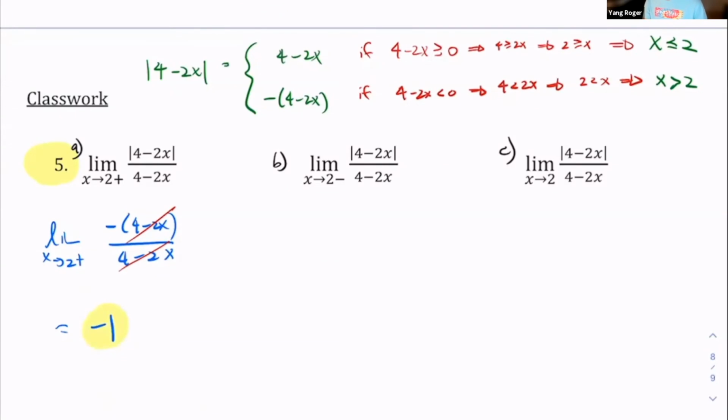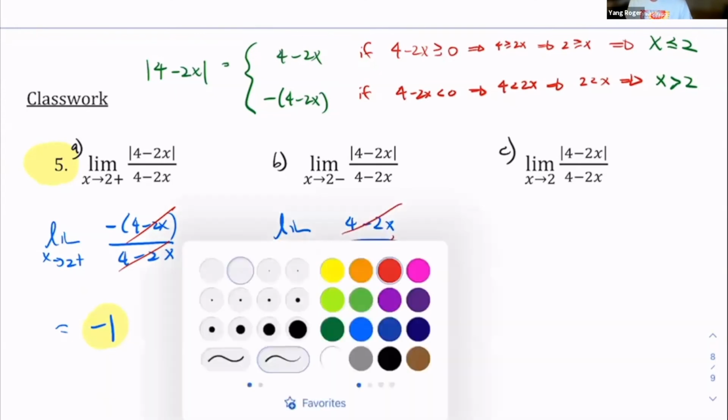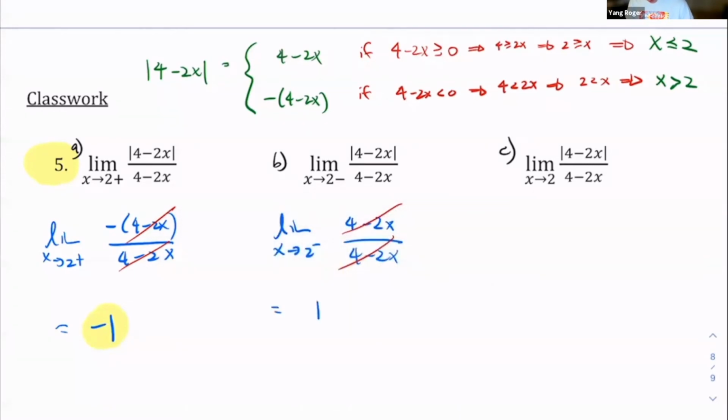All right, let's do the next one. What's the limit as you approach 2 from the negative side? Approaching 2 from the negative side means we're going to use this top one, values of x that are less than 2. So then this becomes 4 minus 2x divided by 4 minus 2x. That's the same thing on the top and bottom. Those cancel each other out, and you just end up with 1. Now, since I get different answers coming from the left and the right, that means that this limit does not exist.